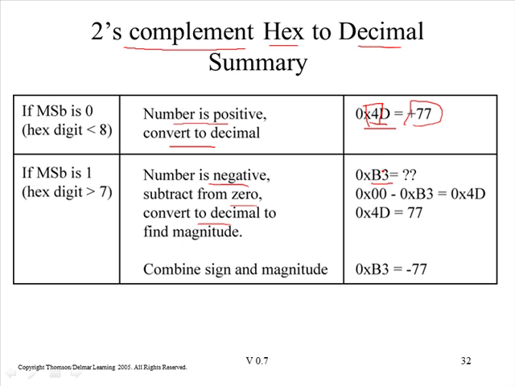So here we have a value B3, and looking at this hex digit, it's a B that's greater than or equal to 8, so we know that the most significant bit of this number is a 1, which means that our number is going to be negative. So we know our sign.